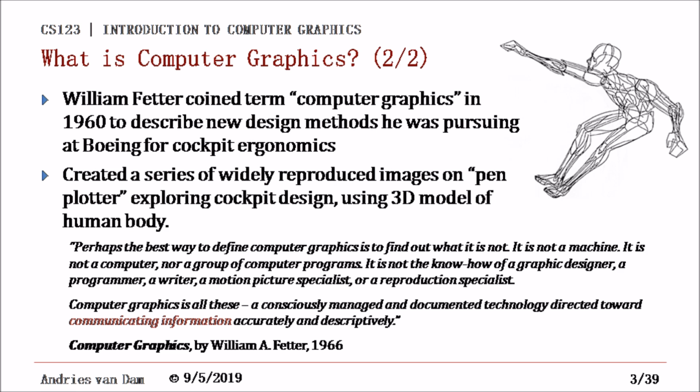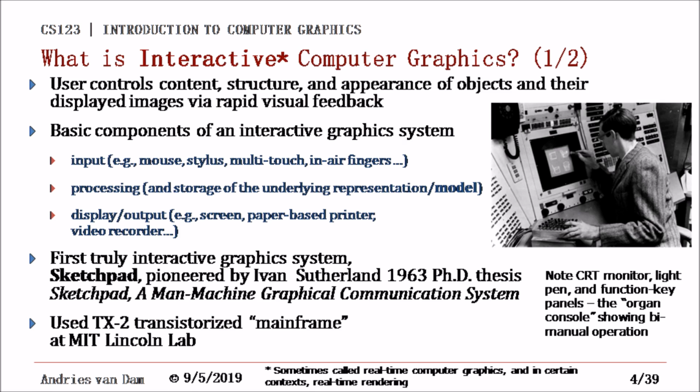In a simple way, dear student, let's think of computer graphics as interactive computer graphics. Interactive computer graphics are sometimes known as real-time computer graphics and in certain contexts real-time rendering. For clear understanding, what is rendering? Rendering, also known as image synthesis, is the automatic process of generating photorealistic or non-photorealistic images from a 2D or 3D model by means of computer programs. This will be discussed in detail in the later stages.